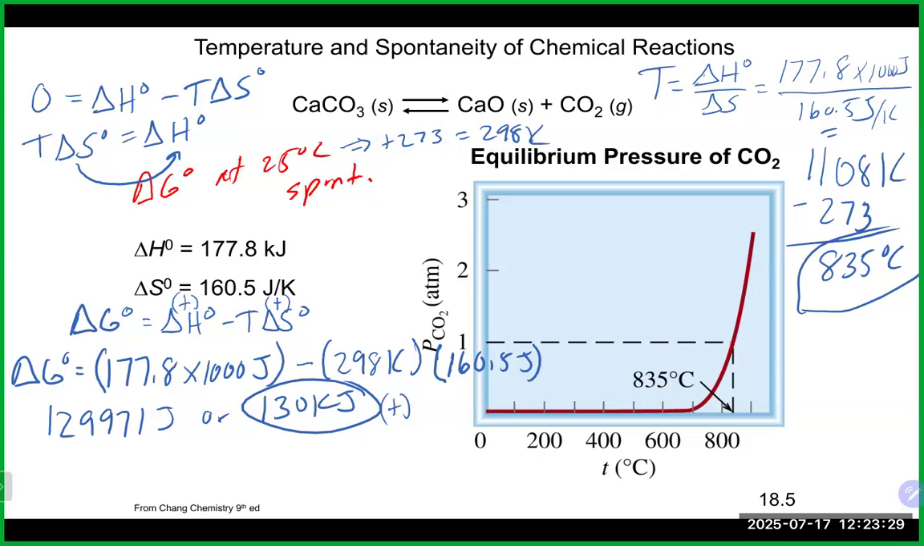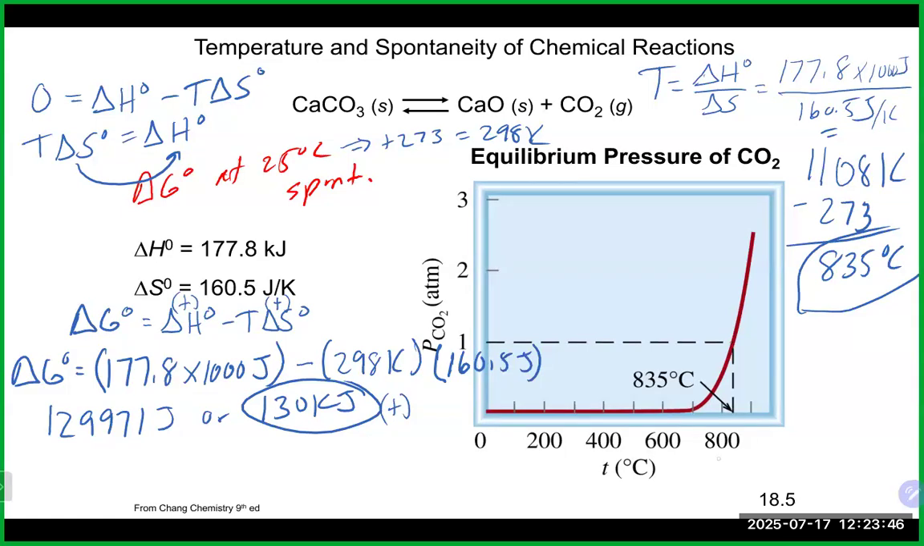835 degrees Celsius would represent the minimum temperature at which this reaction would become spontaneous. I would say 835 degrees Celsius qualifies as a high temperature, right, versus 25 degrees Celsius in this case. And that's also what we see here in the graph.